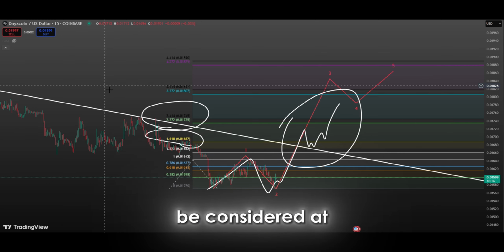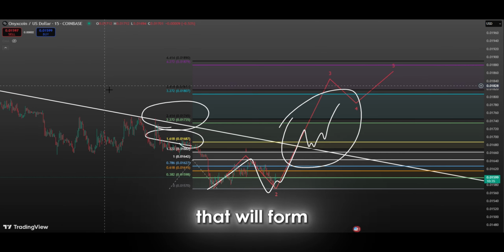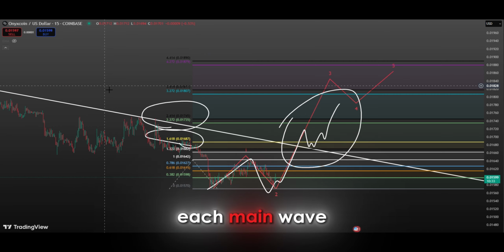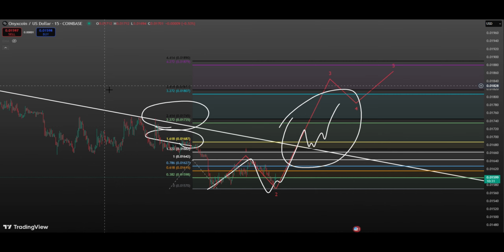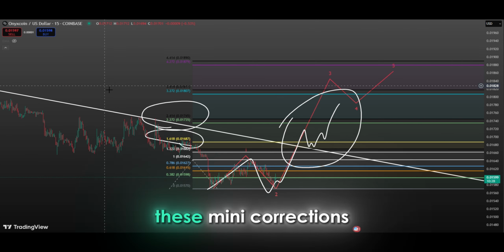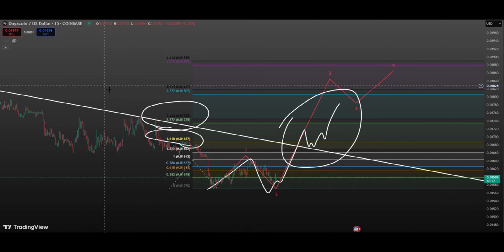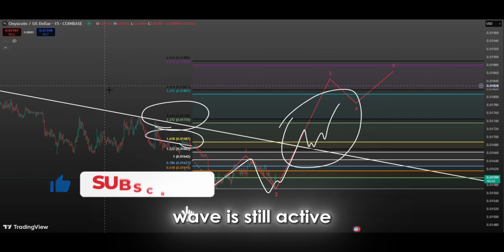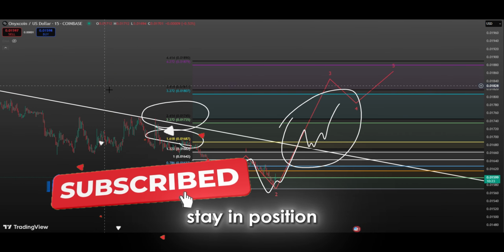Another issue to be considered at this point is the subwaves that will form within the third wave. Because according to Elliott theory, each main wave consists of 5 subwaves. Therefore, after the third wave starts, it is possible to see small-scale corrections within it. These mini-corrections should not mislead investors, as it is important to see the bigger picture, that is knowing that the third wave is still active in order to stay in position.